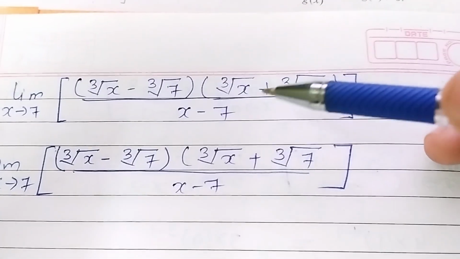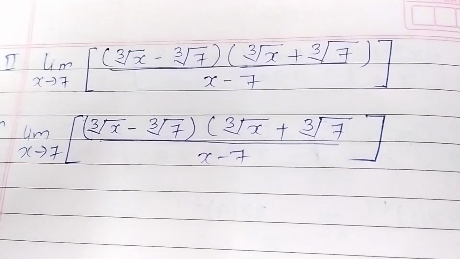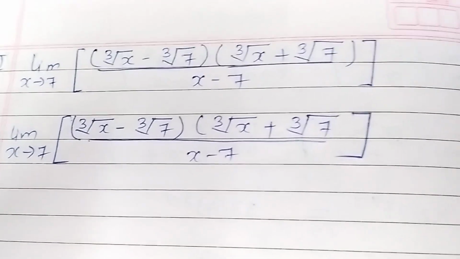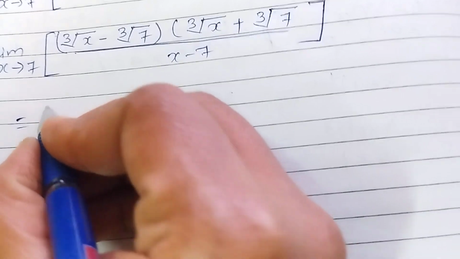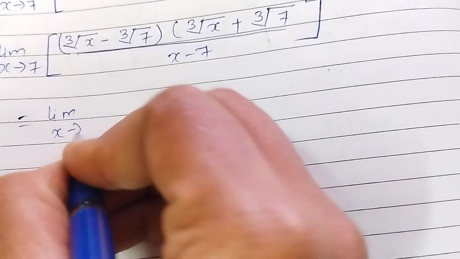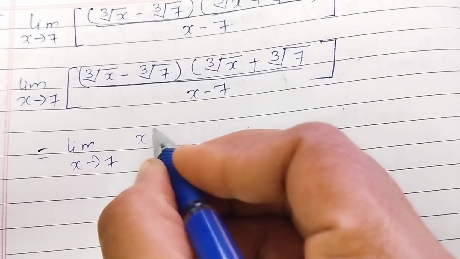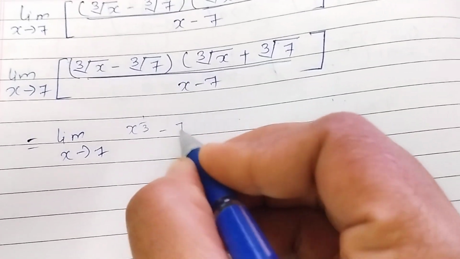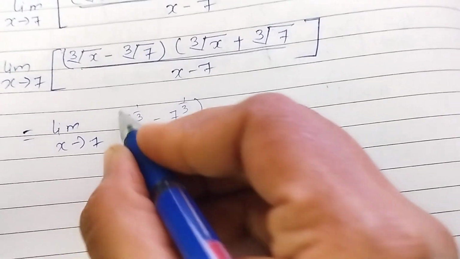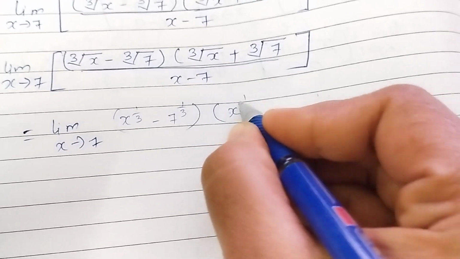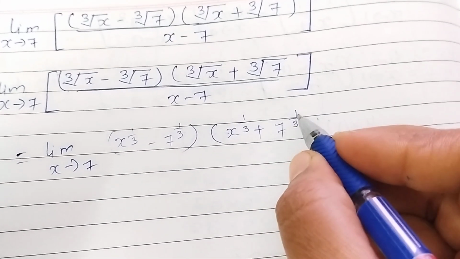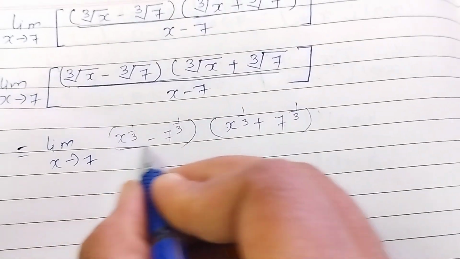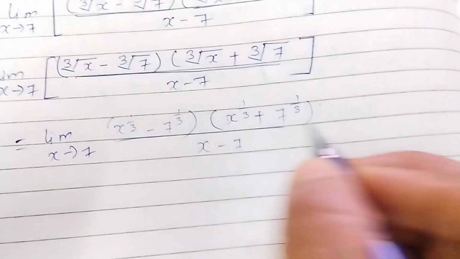Now, limit x tends to 7, and now close the bracket. Now use that, questions and is equal to first one. Limit x tends to 7, x raised to 1 upon 3 minus 7 raised to 1 upon 3, right? And second one, x raised to 1 upon 3 plus 7 raised to 1 upon 3, and upon x minus 7.